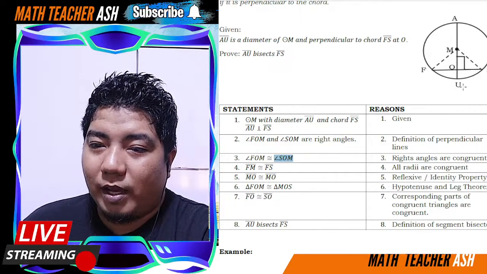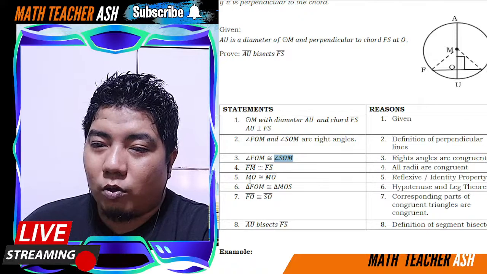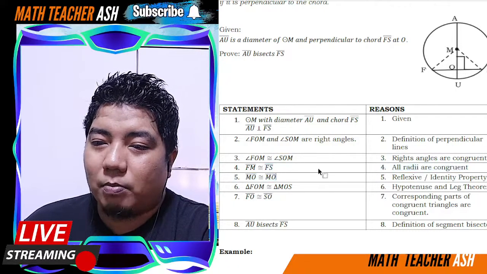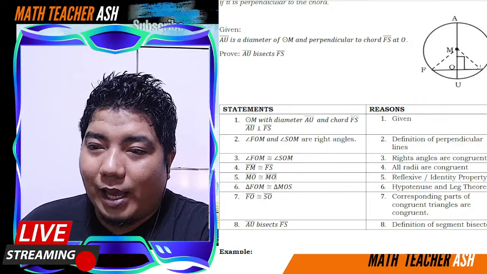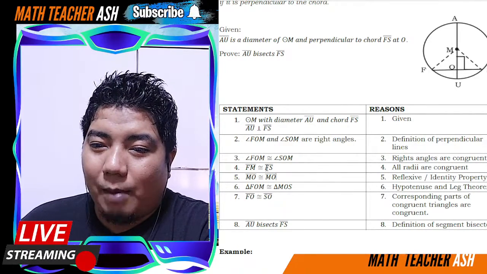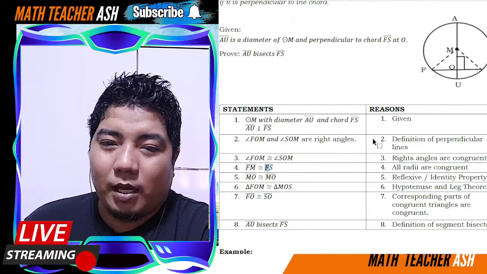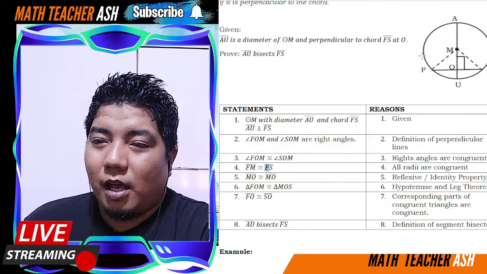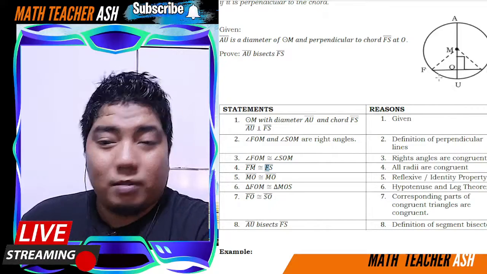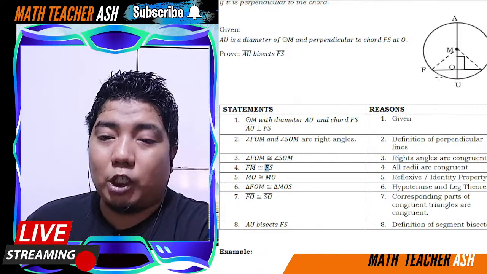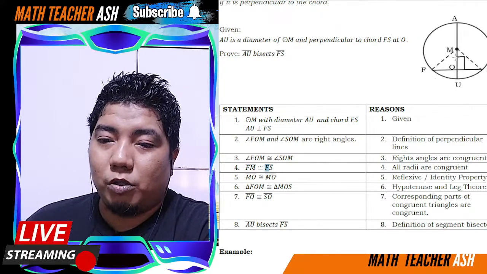And FS. Okay. All radii are congruent. Oh, ito, mali na naman ito. Bakit? Because FS here is not a radii. It should be MS. Okay, so mga nakikinig dyan, my dear math learners, I hope you can see this, that there are other representations or statements in our module na medyo mali talaga.